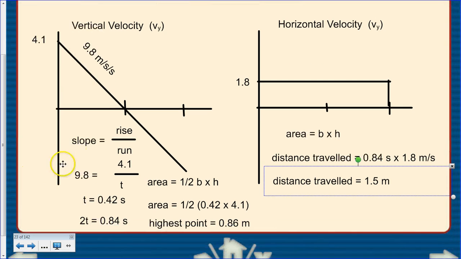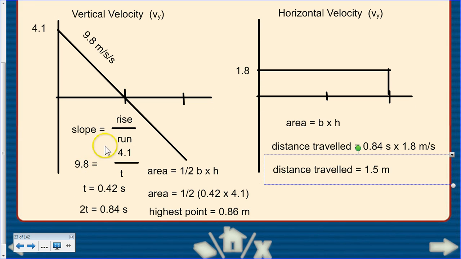So let's figure out the time first. We know that the slope is rise over run. The slope is 9.8, the rise is 4.1, the run is the time. We could calculate the time from the time that we launch it to the time that it gets to its highest point, till it stops moving up and starts moving down, 0.42 seconds. If we want to figure out how long it takes to get all the way back down, that's twice the time, and we have 0.84 seconds.